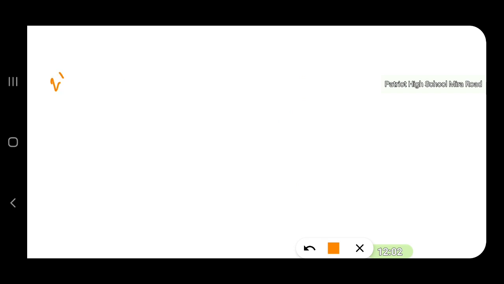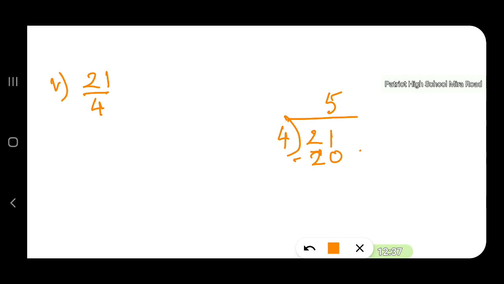Fifth sum, 21 divided by 4. 21 upon 4. We will write in the ordinary division form. So divisor, then the dividend, then we will get the quotient above. So 4 4s are 16. Can we try 5? 4 5s are 20. So we cannot go beyond 20, because the next will be 24. So 4 5s are 20. Subtracting 20 from 21 we have 1. 1 is the remainder. 5 is the quotient.